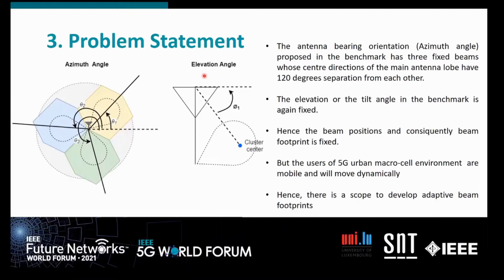And also the elevation angle or the tilt angle in the benchmark is again fixed. In this case, for example, we can consider it to be 15 degrees. Hence, this will make the beam positions and consequently the beam footprints a fixed design. However, the users in the 5G macro cell environment are mobile and they will move dynamically from one beam to another. Hence, there is scope to develop adaptive beam footprints.